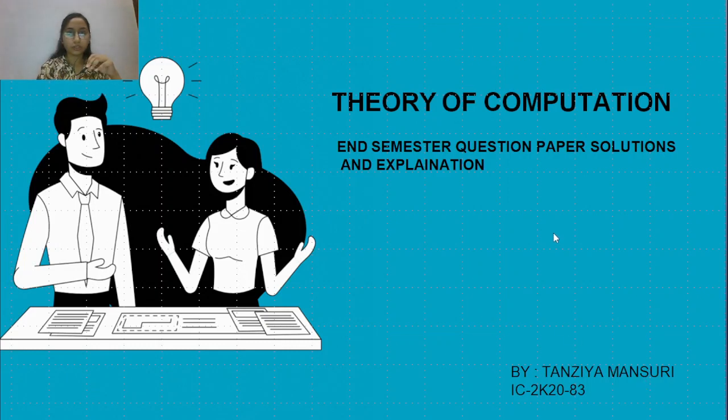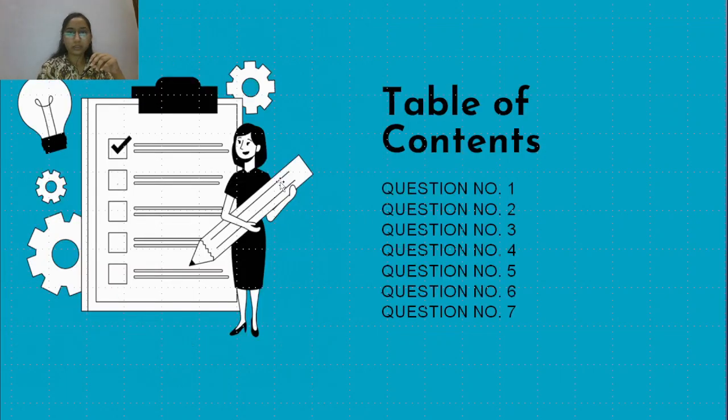So now we are going to see the solutions and explanation of the end semester question paper of theory of computation, which consists of seven questions. We will see each question one by one. So let's start with question number one.